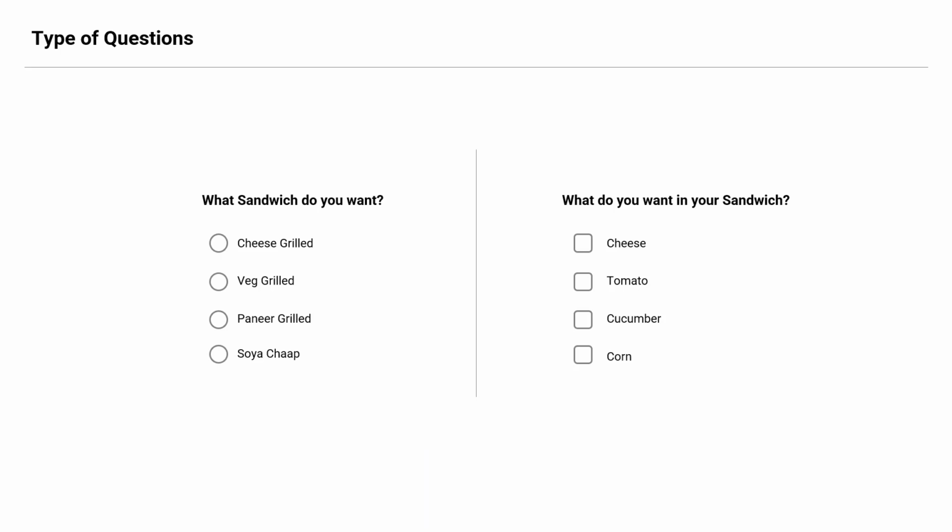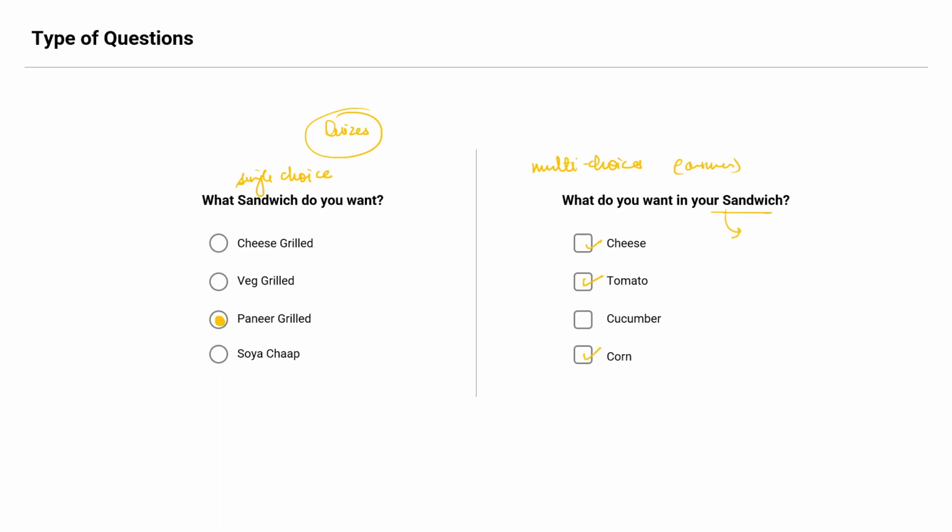Let's proceed with the type of questions. There will be two typologies of questions in this particular examination as well as in your quizzes. Type 1 is single choice, wherein one answer will be correct. And type 2 is multiple choice, which means more than one answer will be correct. Okay. So which sandwich do you want? If I have options like this, I will just select one of them. But what do you want in your sandwich? I may select multiple. That's the basic idea.